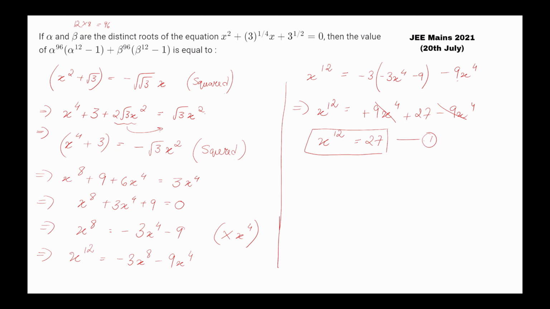Now we all know that alpha beta are the roots of this equation. That means alpha beta would satisfy this equation. That means I can say alpha to the power 12 would also be equal to 27, or simply I can write it down as 3 to the power 3. And beta to the power 12 would also be equal to 3 to the power 3. So we've gotten our roots. Now we had to find out the value of alpha to the power 96. It can be written as alpha to the power 12 whole to the power 8. So this becomes 3 to the power 24 basically. This value would also be equal to beta to the power 96, 3 to the power 24.